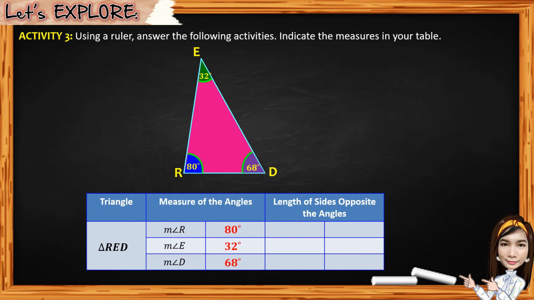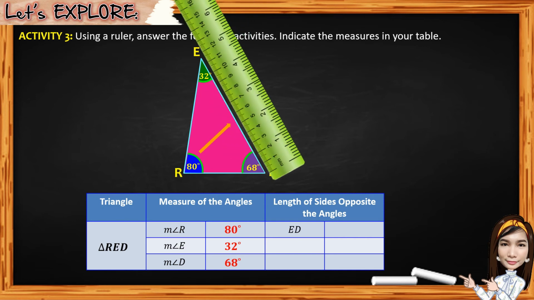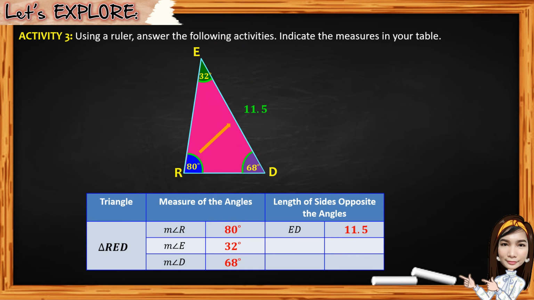So we are going to get the lengths of the sides opposite the angles using the ruler. The side opposite angle R is ED, and we measure ED using the ruler. In centimeters, we have 0, 1, 2, 3, 4, 5, 6, 7, 8, 9, 10, 11. In between 11 and 12, we have 11.5. Next, the side opposite angle E is RD.